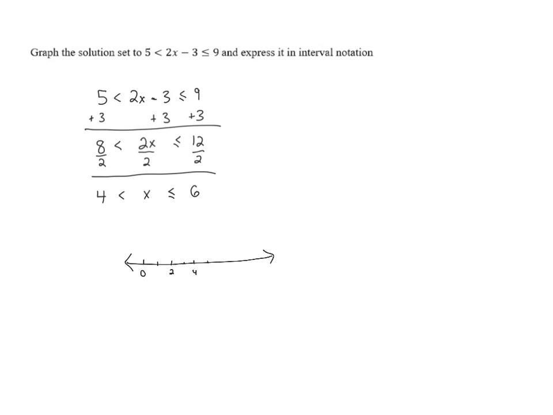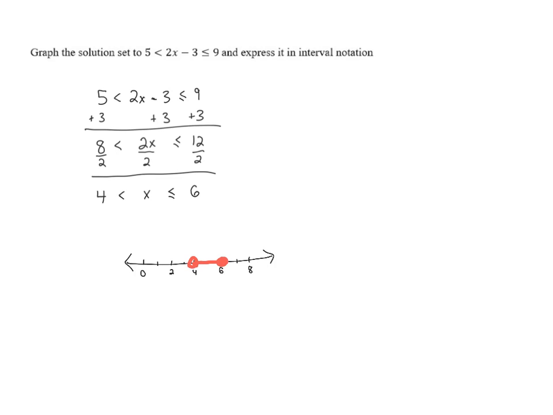Now, once we've isolated x, we can actually graph this. 2, 4, 6, 8. We know that x is between 4 and 6, so we can shade in the region between 4 and 6. Now, x is not allowed to be 4, so we're going to have an open circle there. It's not my best open circle ever, but it's still an open circle. And then x is allowed to be 6, so we've got a closed circle there.